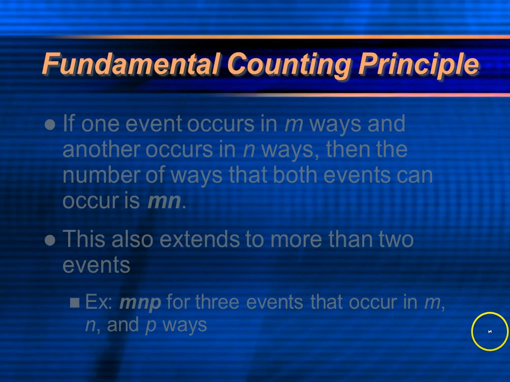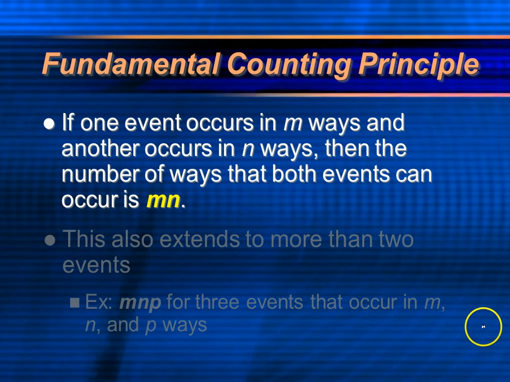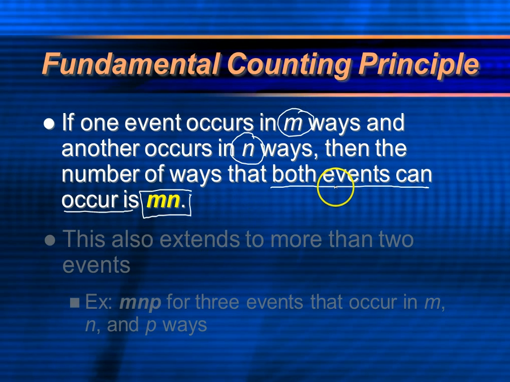Now, the fundamental counting principle. If one event occurs in m ways and another event occurs in n ways, then the number of ways that both events can occur is m times n. So we have one event m, another event n, and I want to figure out how many ways they can both occur. You just multiply. This is your fundamental counting principle.